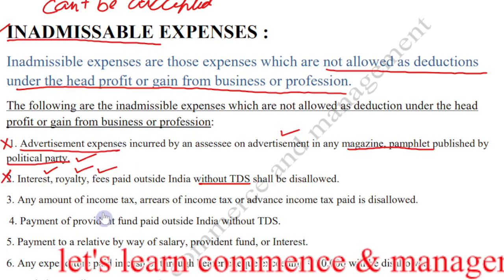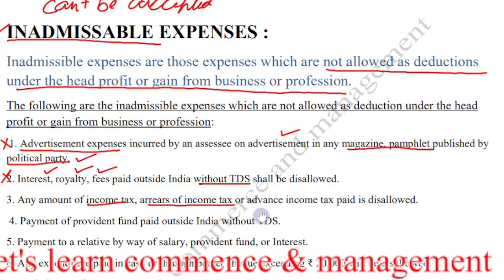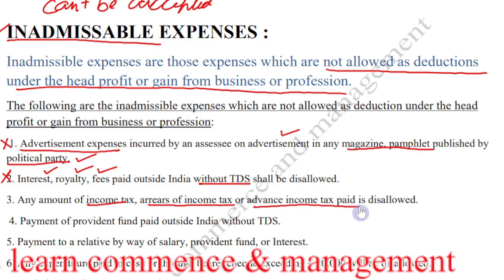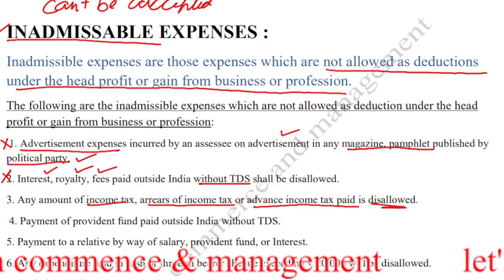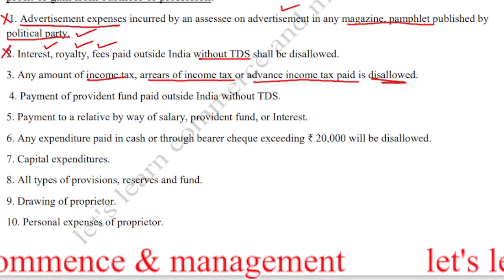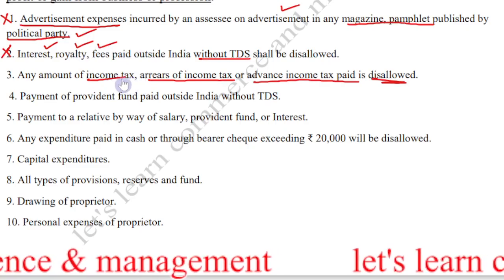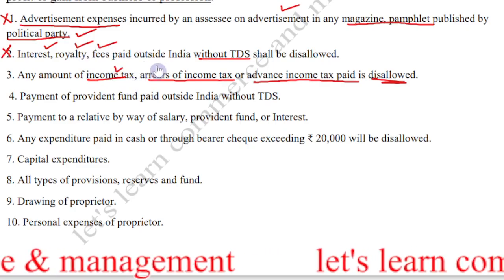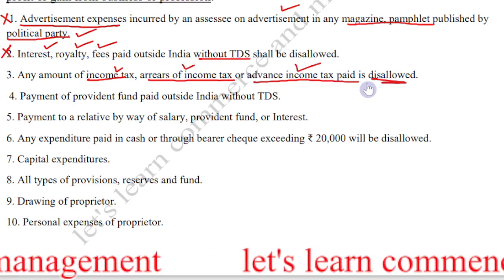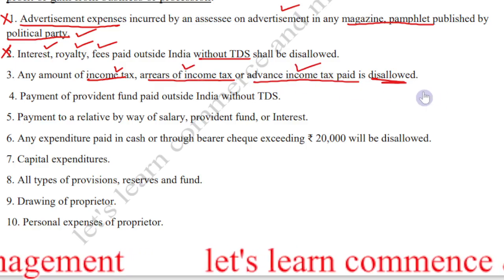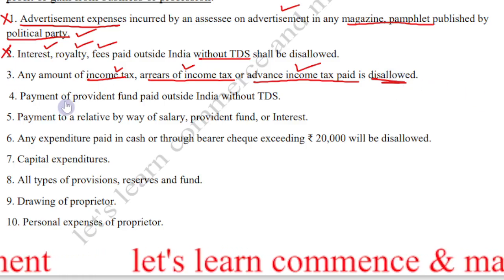Next, we have any amount of income tax, arrears of income tax or advance income tax paid is disallowed. If you are paying any income tax you have to pay. It's the duty of every citizen in India to pay income tax. So if any amount of income tax is paid or arrears of income tax or advance of income tax paid, all these are not allowed as deduction. All these are taxable income.